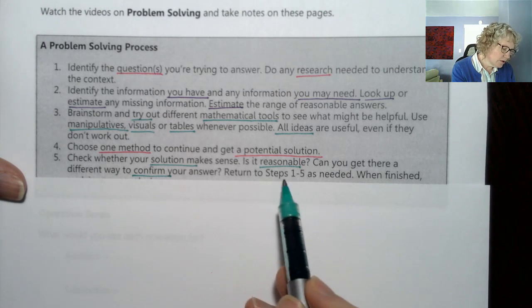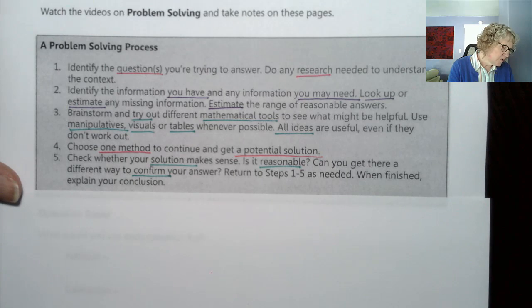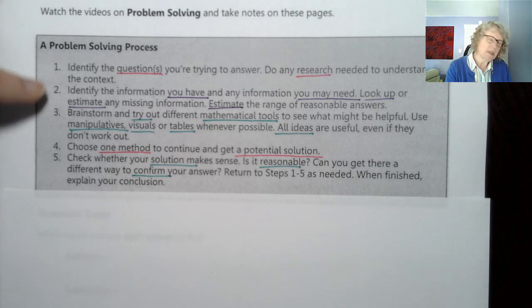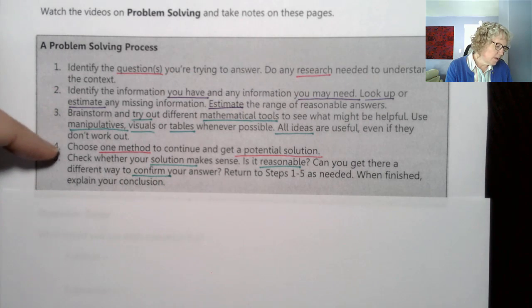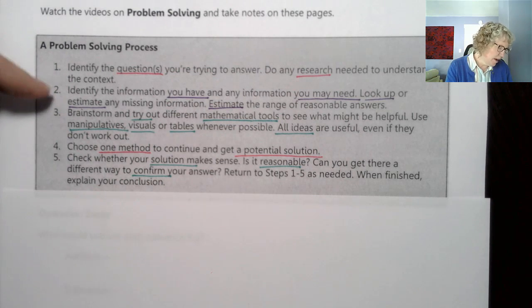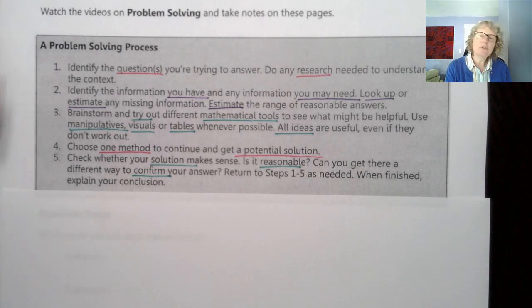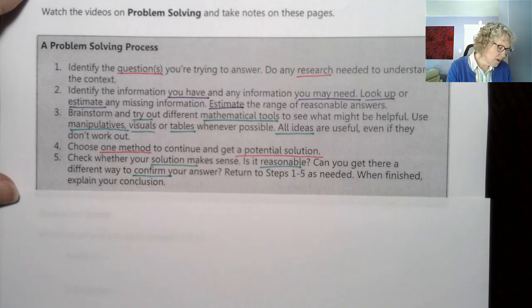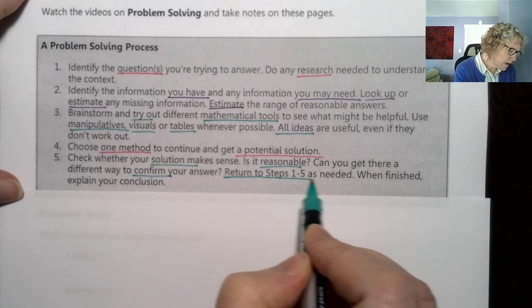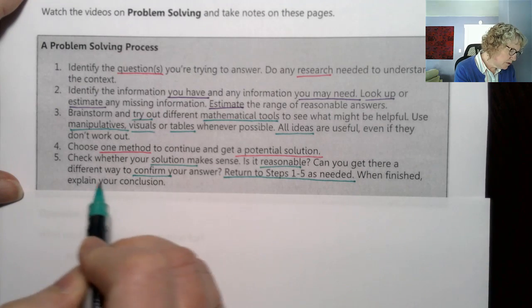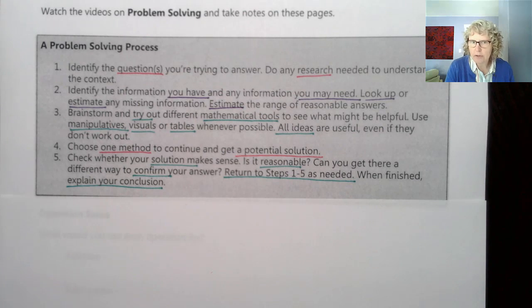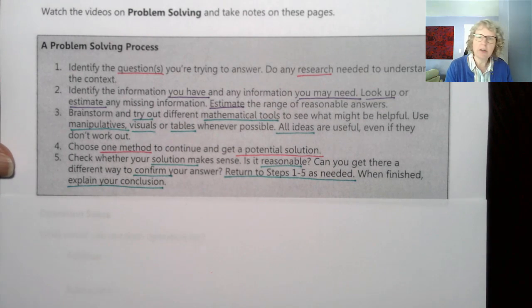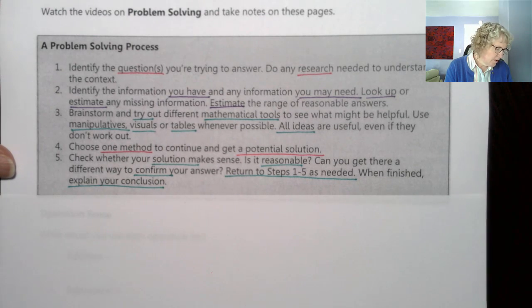Also, we might need to return to steps 1 through 5. So maybe we made some assumptions in the beginning that we need to reevaluate. Maybe we need to go back and make sure we've used all the information. We might need to go back, or maybe our method didn't quite work out and we need to go back and try a different one. So this is an iterative process. We might not just go through one time. So we will return to steps 1 through 5 as needed. And then, of course, when finished, explain your conclusion. Okay, so that's just one way to write out a problem-solving process, and you've probably seen something similar to this before, or gone through it even.